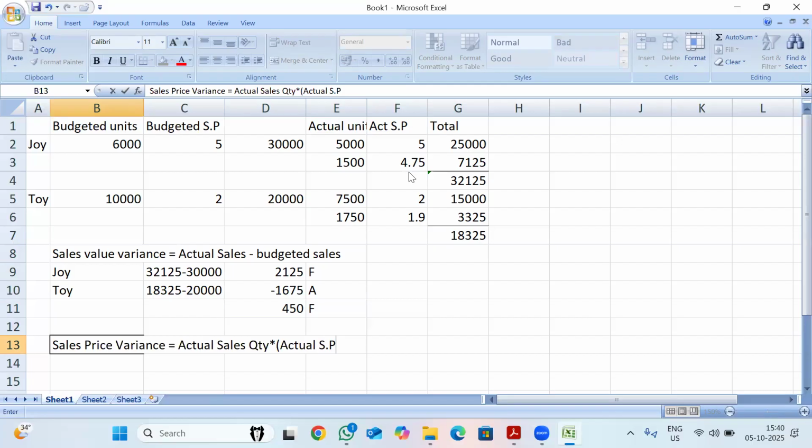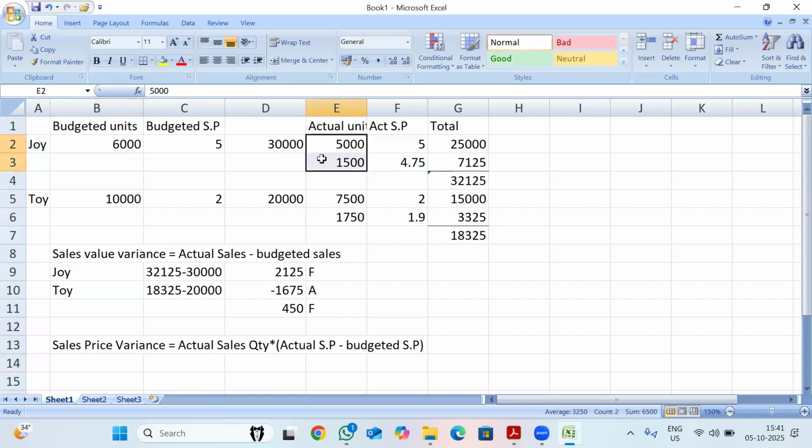So you can easily remember the formula. If it is a sales price variance, the difference should be actual selling price per unit minus my budgeted selling price per unit, multiplied by your actual sales quantity. So now I have two bifurcations, right? I have to calculate for two line items. So if I'm calculating for Joy, I will be calculating twice.